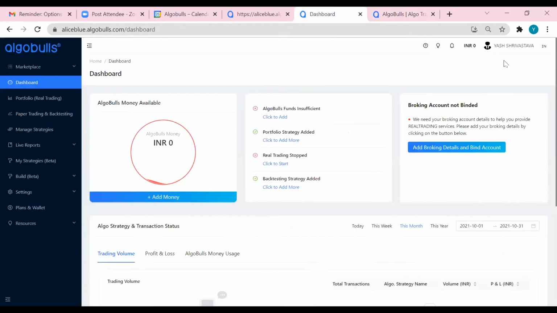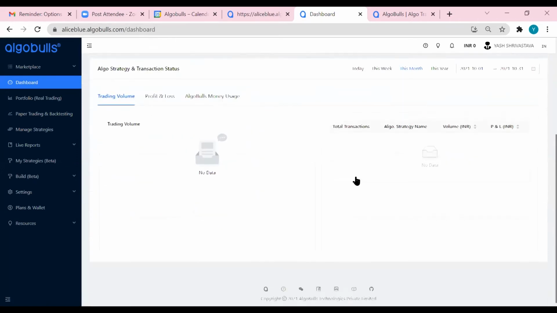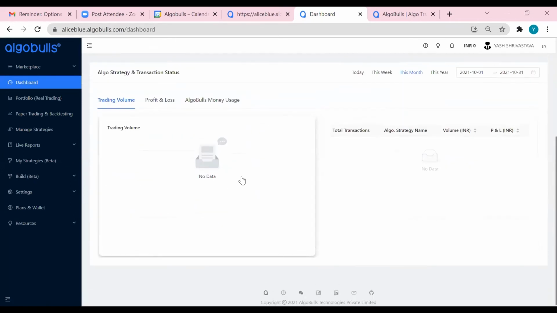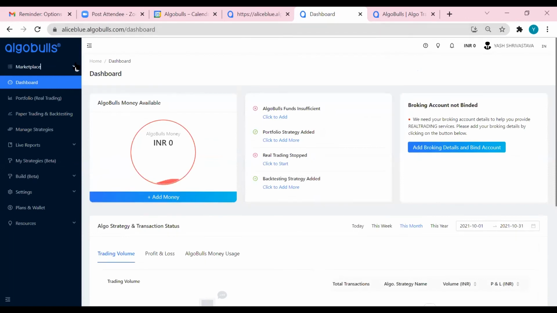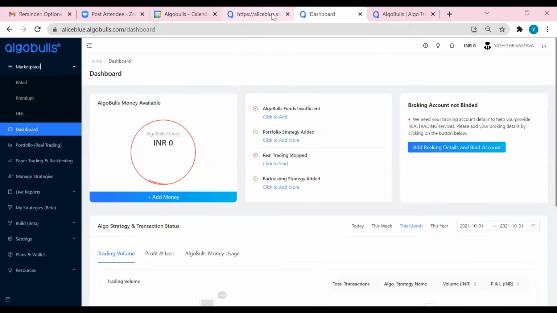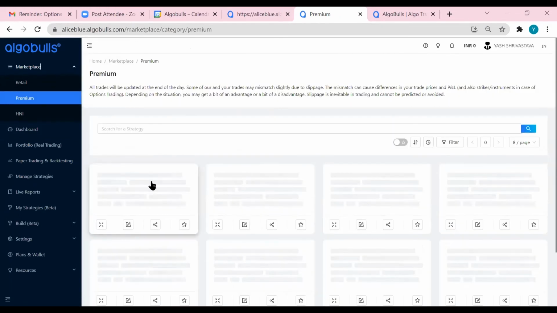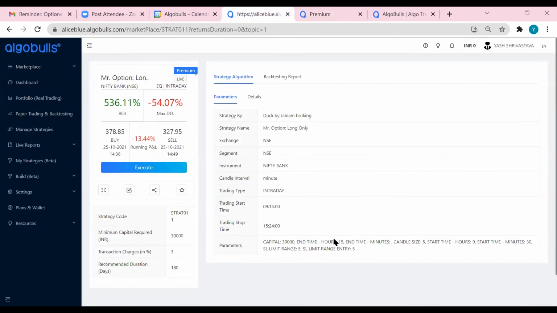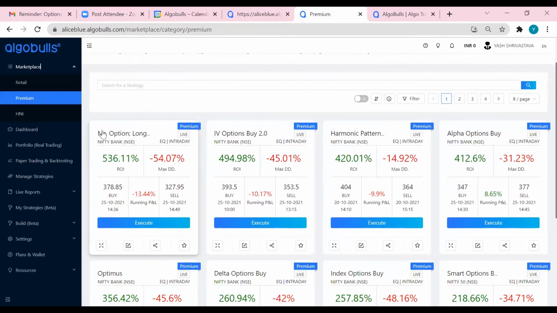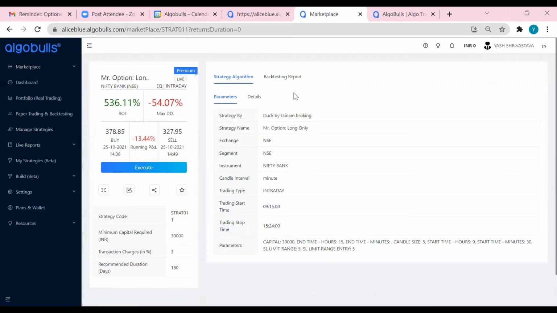This is the kind of dashboard where you can track what AlgoBulls funds you have, which accounts you have linked to AlgoBulls, the trade PNL, AlgoBulls money usage, etc. To access Mr. Kiran's strategy, you can just go over here to the premium section, and you could see the Mr. Option Buy strategy. I already have it opened in front of me, so I'll explain how you can access the strategy. You can see Mr. Options long only strategy, and the moment you click over here, you're going to get end-to-end details about the strategy card which Mr. Kiran was showing you.